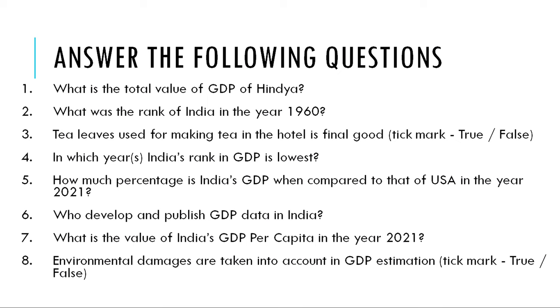The next question is, what was the rank of India in the year 1960? Next question is, tea leaves used for making tea in the hotels is a final good, tick mark it true or false. In which years is India's rank in GDP the lowest? This is your fourth question. And the fifth question is, how much percentage is India's GDP when compared to that of USA in the year 2021? And the next question, the sixth one, is who developed and published GDP data in India?